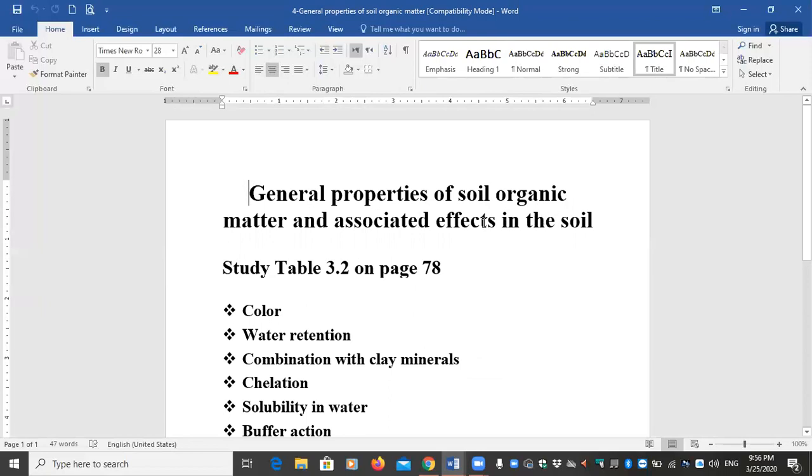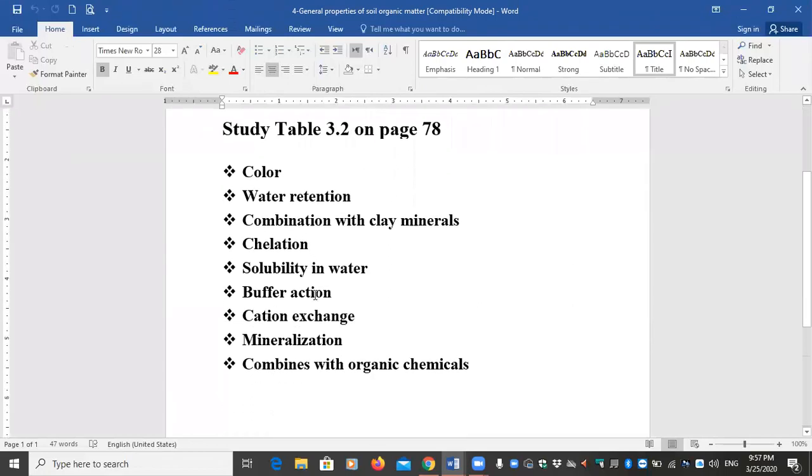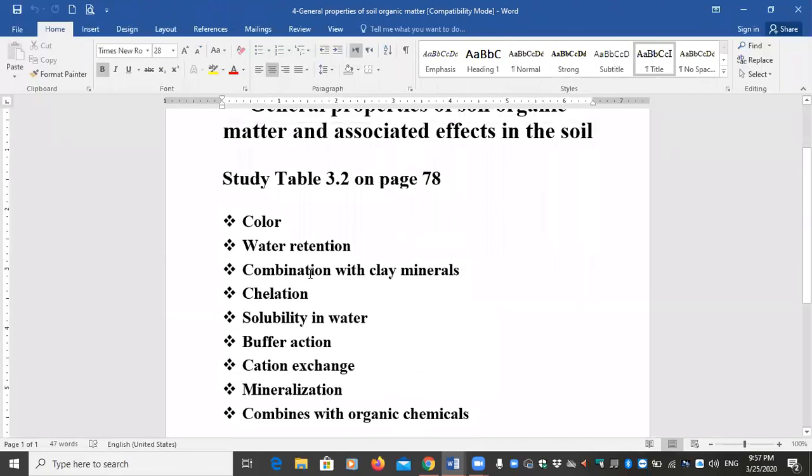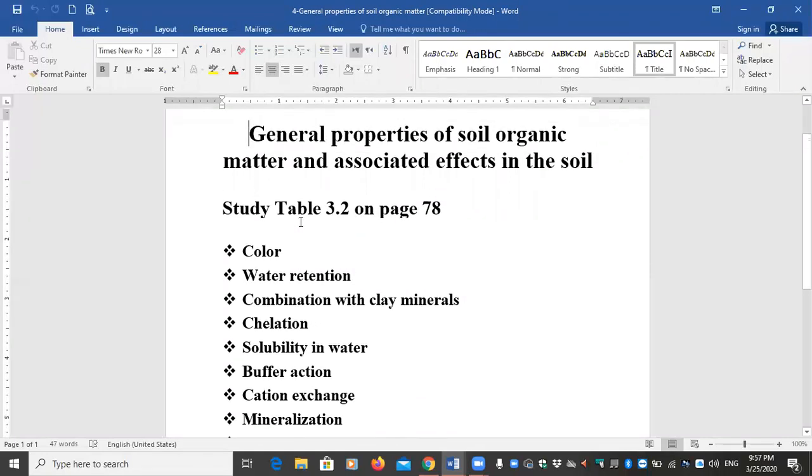General properties of soil organic matter and associated effects in the soil. Study table 3.2 on page 78. Table 3.2, page 78, has lots of these things that I will cover very quickly, but you should be familiar with those. Okay, color. You have already learned that soils that have high organic matter will have a darker color, brown to black. That is because the color of the humus is dark brown to black, so it gives the soil that color if its amount is high in the soil.